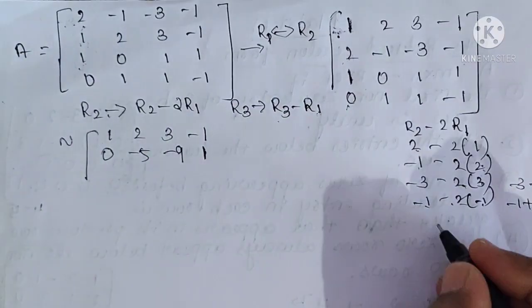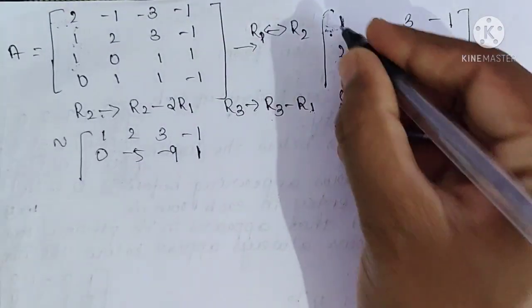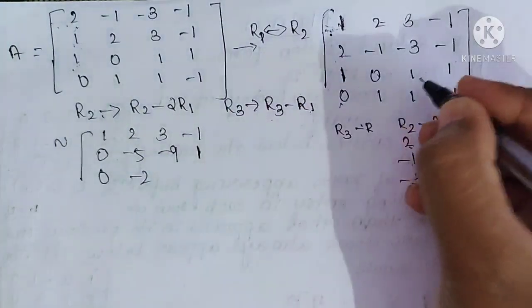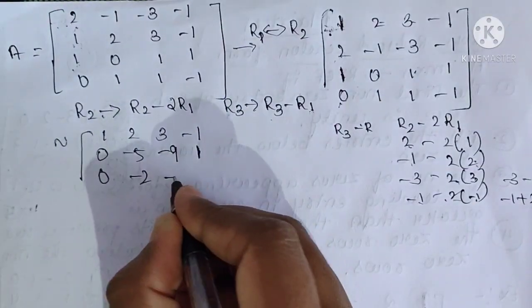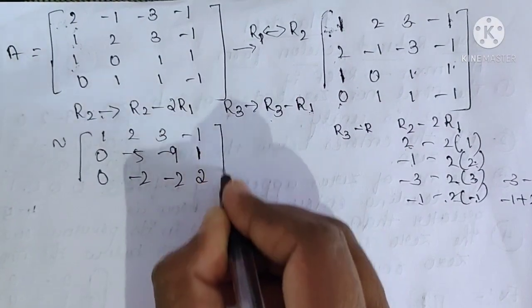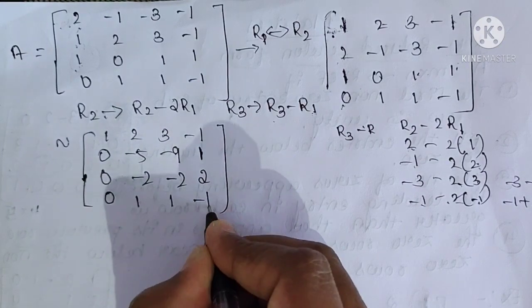Next transformation, row 3 changes to row 3 minus row 1, that is 1 minus 1 is 0, 0 minus 2 is minus 2, 1 minus 3 is minus 2, 1 minus of minus 1 is plus 2. Last row as it is: 0 1 1 minus 1.